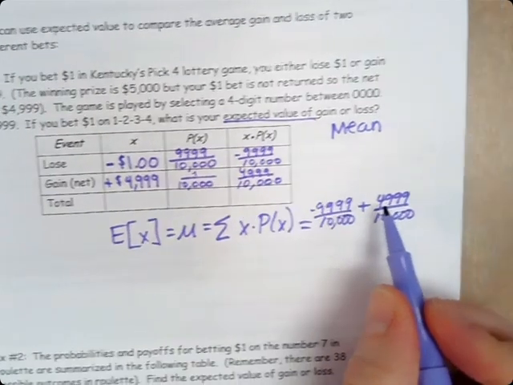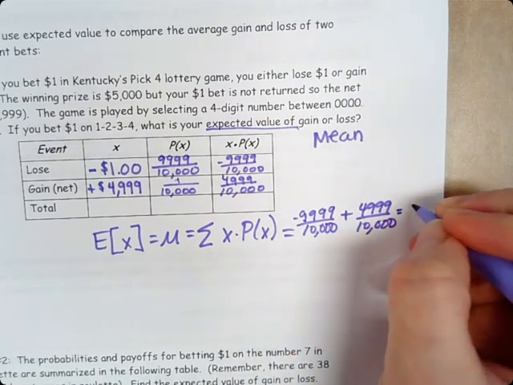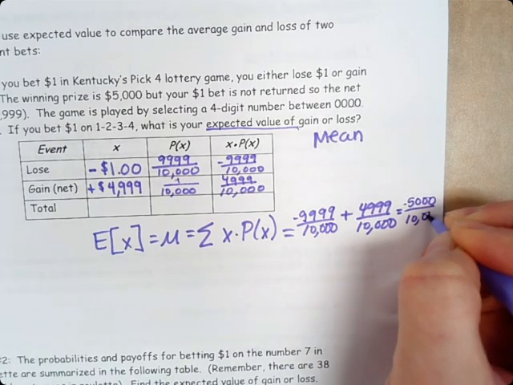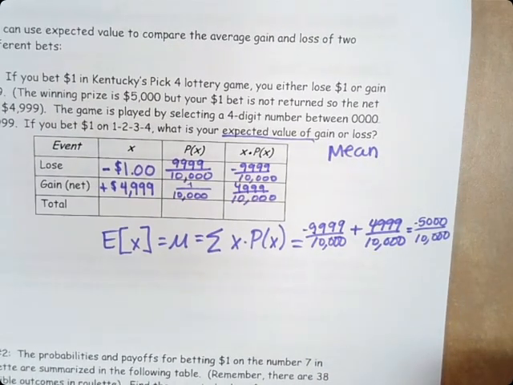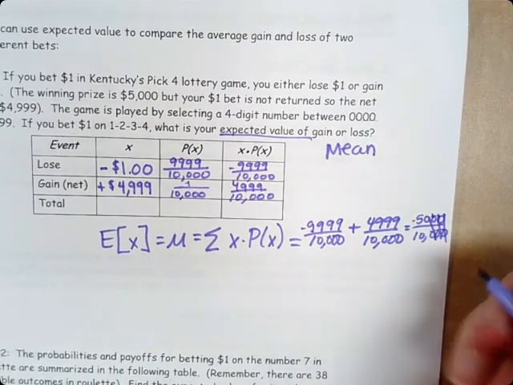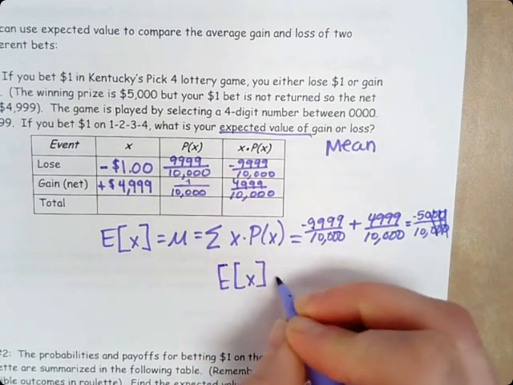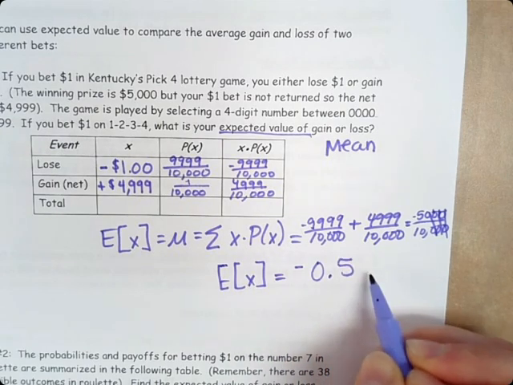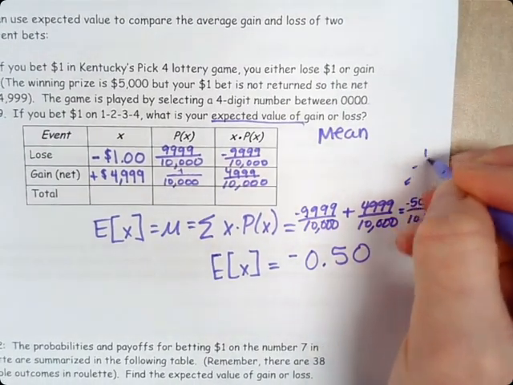So if you add these, you know it's going to be a negative number. We're just going to subtract these. We have a common denominator, so it's negative 5,000 over 10,000. We can simplify that to negative 5 over 10. So what is that going to equal? Negative half, because this would end up equaling negative 1 over 2.